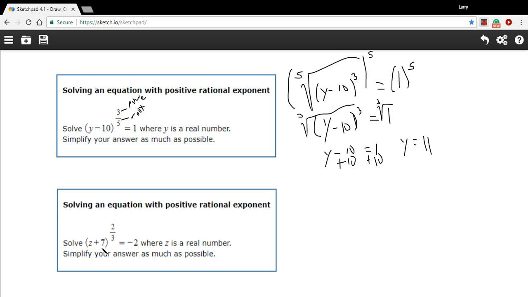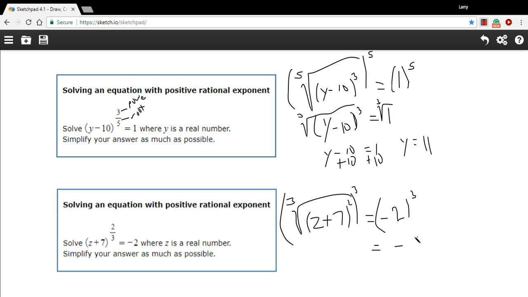We have z plus 7 to the 2/3 power equals negative 2. So first, I'm going to rewrite this as z plus 7 to the second power, because that's the number on top of the fraction, and then take the third root of that. And that equals negative 2. Now we're going to start by getting rid of the third root. So we'll cube both sides. Negative 2 cubed is negative 8.